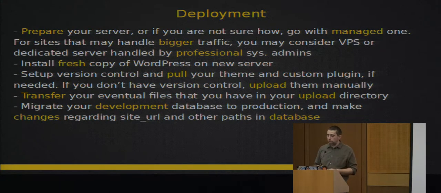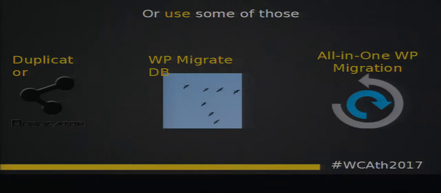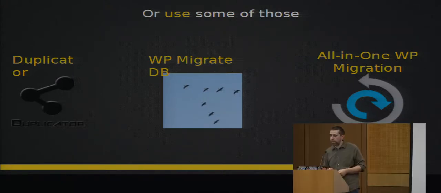Transfer your eventual files that you find in your uploads directory. And after that, you need to migrate your development database to production, making changes regarding the site URL and other paths in the database. Or you can just use some of those plugins: Duplicator, WP Migrate DB, All-in-One WP Migration. Give it a try. I personally use the one in the middle, WP Migrate DB. It's awesome and it finishes jobs like this.